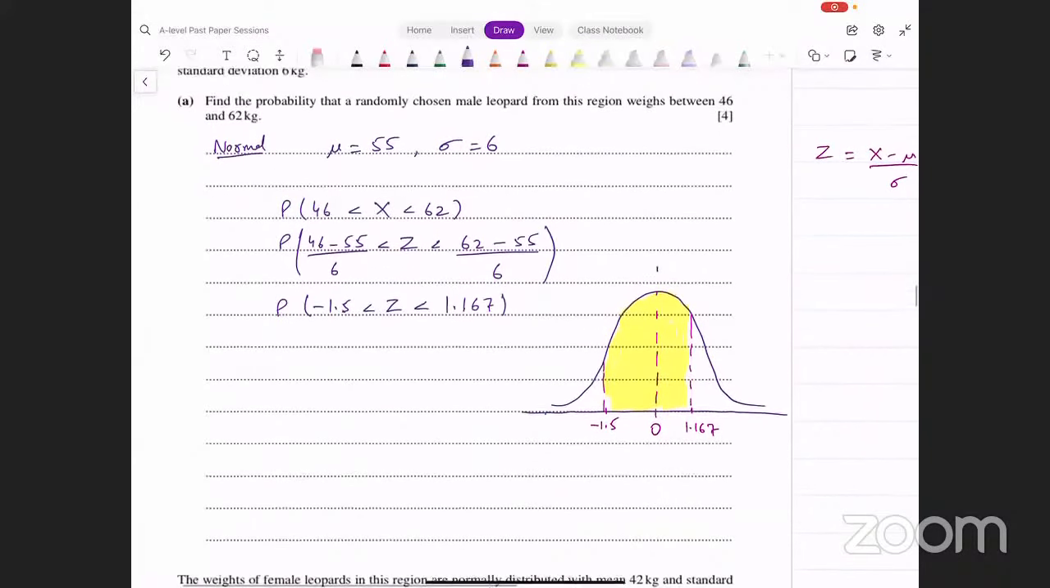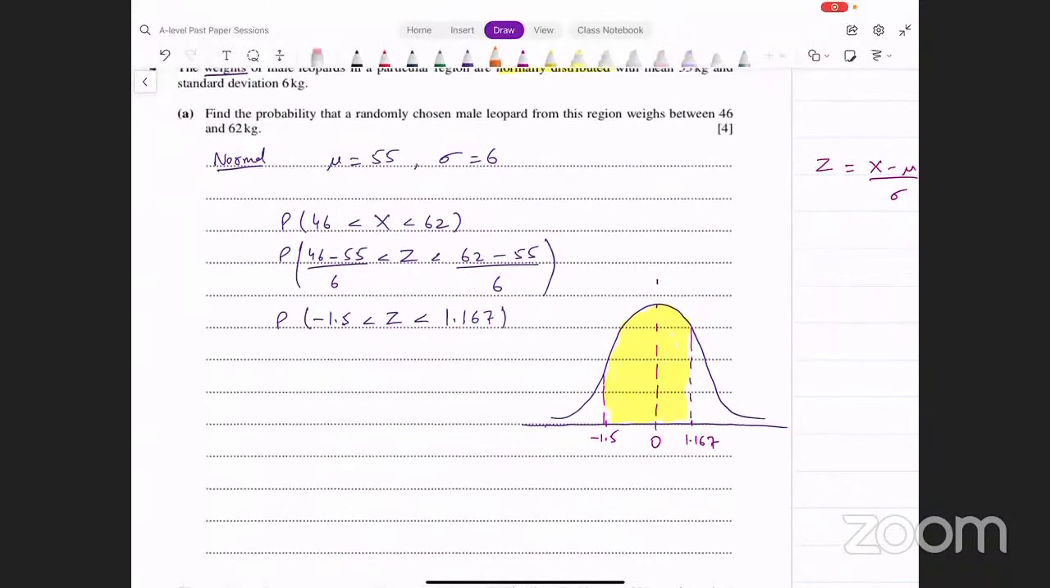तो हम इसको क्या करेंगे? We can break it down into 2 parts. We can say this area is basically area towards the left of 1.167, उसमें से minus कर दें area towards the left of minus 1.5. वो आपके पास ये yellow region आ जाएगा. That's the first thing. ठीक है? So how do we start? We say this area is the same as saying probability of z less than 1.167, that's basically going to be all of this region.